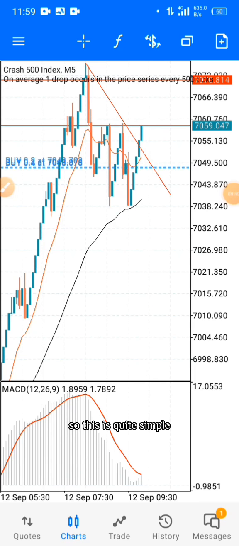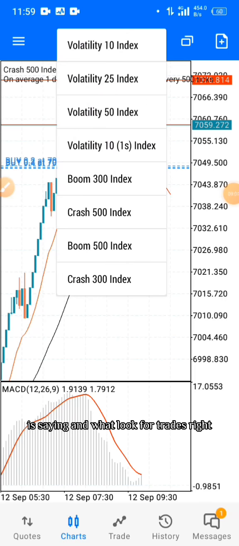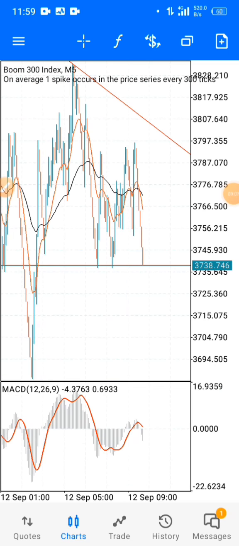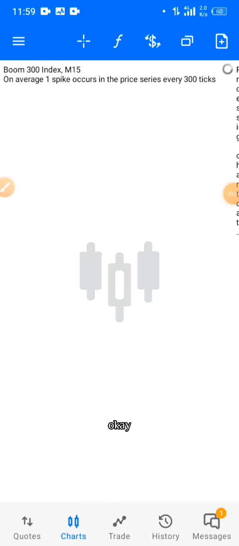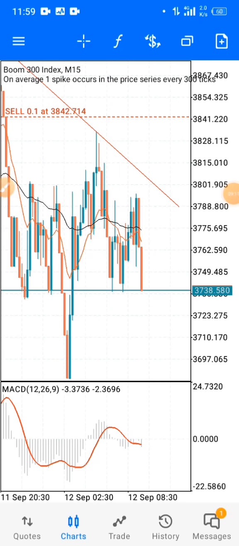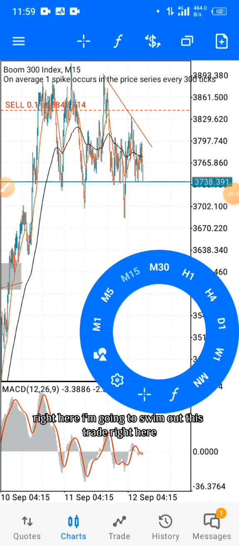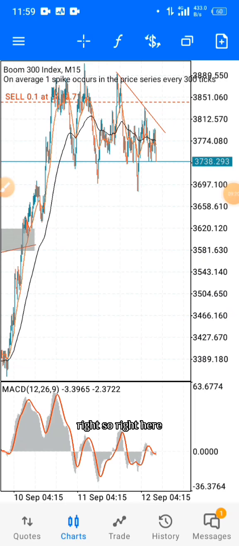So this is quite simple. You can use it on any time frame, right? Just do multi-timeframe analysis. Check what the higher time frame is saying and look for your trades, right? Let me see if there's an example on Boom 300, right? Okay, right here I'm going to swing this trade right here, right?